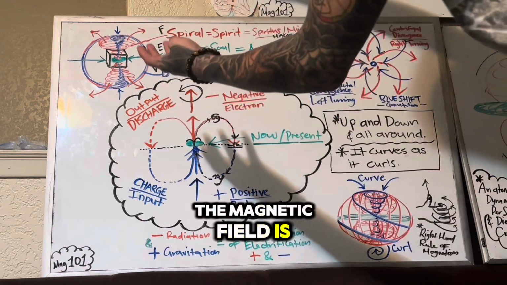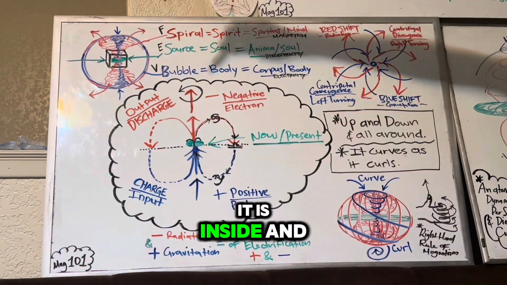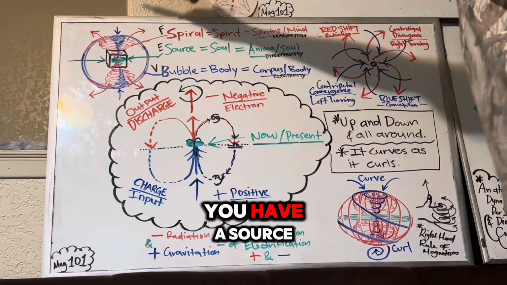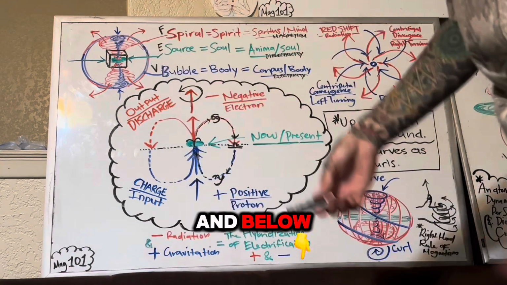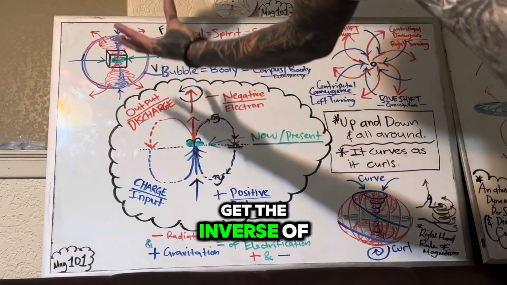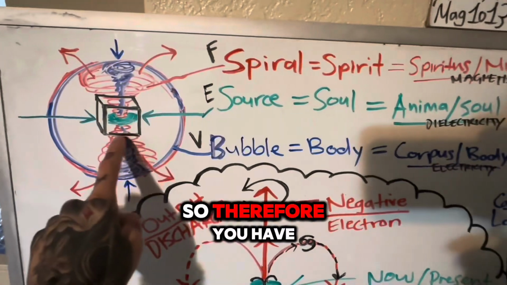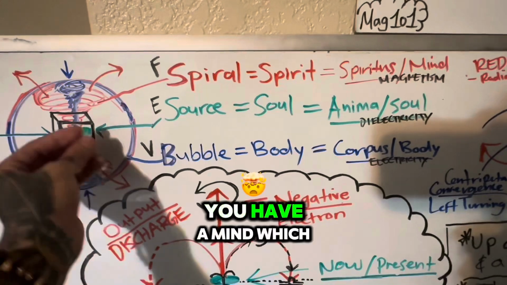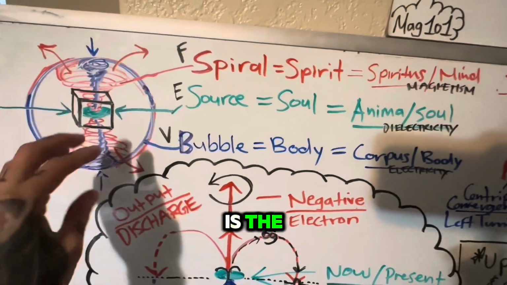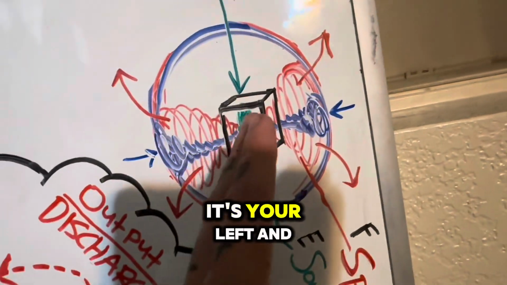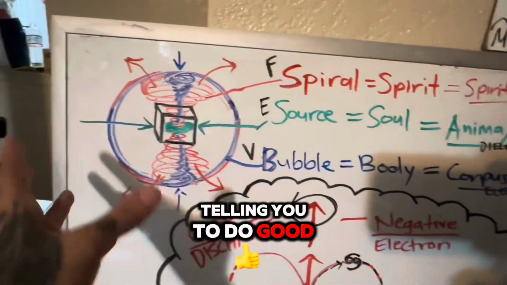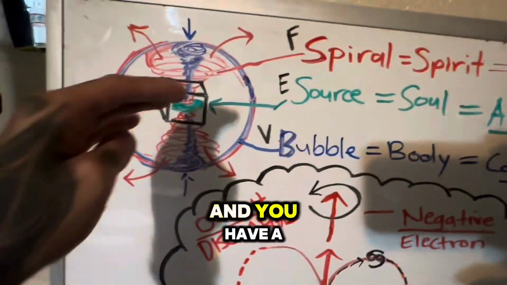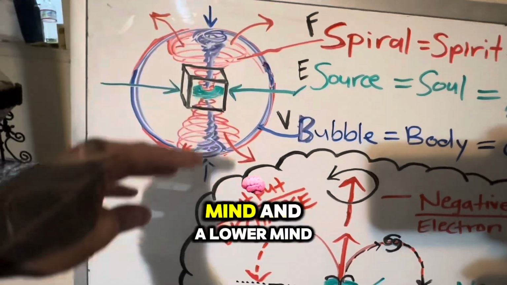The magnetic field is not just around the magnet, it is inside and outside of the magnet. You have a source and a spiral going above and below, and from that you get the inverse of counter space. You have a soul, this is your heart. You have a mind, which is if you look at it from the side, it's your left and right brain. It's the angel and demon on either side of you telling you to do good or bad. And you have a crown and a root chakra. You have a higher mind and a lower mind.